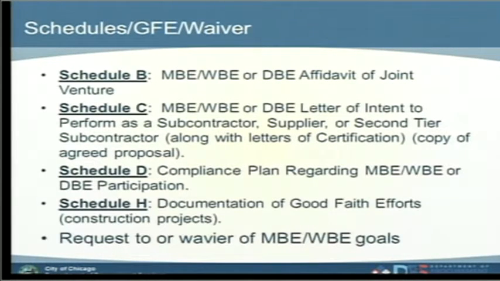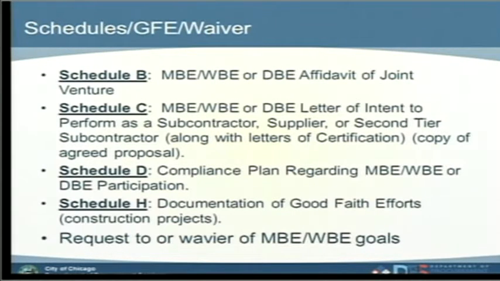Then in turn, once I got all of that from you and your certification letter, I put the Schedule D together, which is the compliance plan. I have to list your names out, what the percentage is going to be that's allocated to your firms, and what the amount is. That's the actual compliance plan. The Schedule H, and this is only for construction projects, is the documentation of the good faith effort, meaning what other firms did you also reach out to solicit participation in the project.